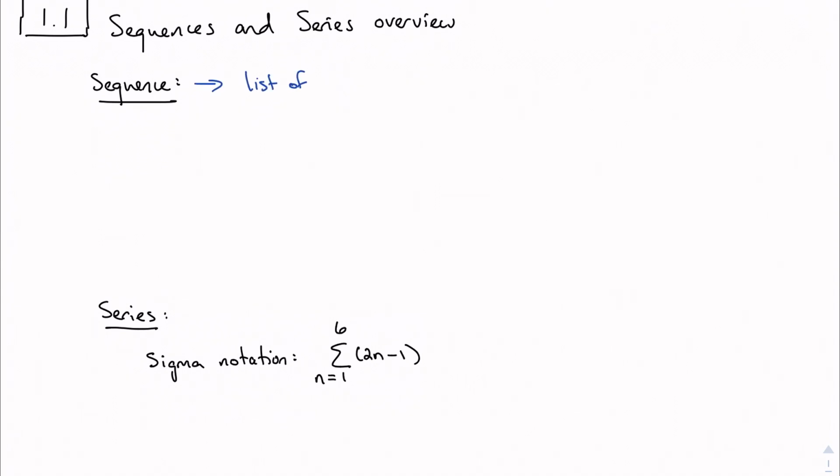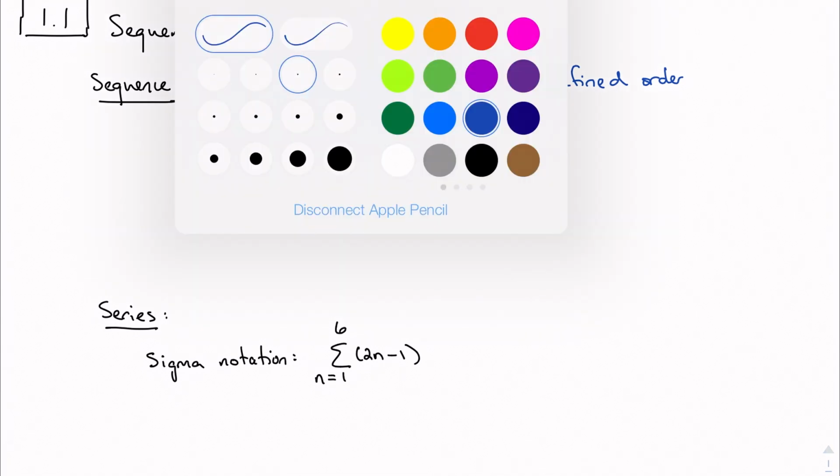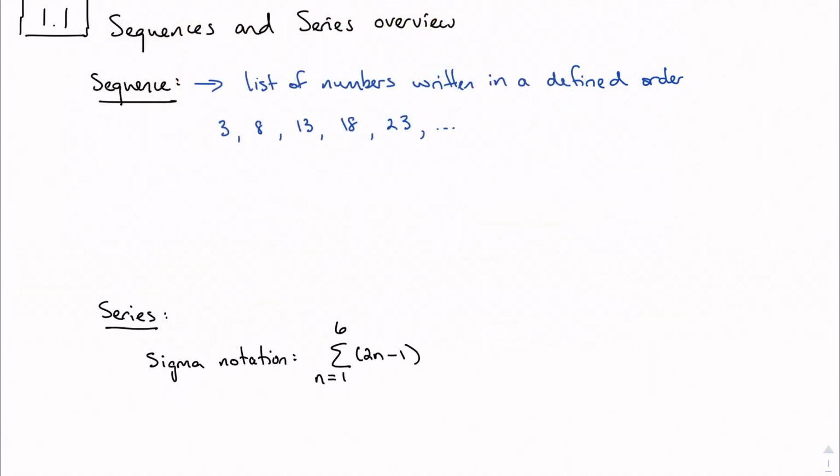So a sequence is just a list of numbers that are usually written, or have to be written, rather, in some kind of defined order. Right, so I can't just list whatever numbers I want however I want, I have to put them in some kind of order. So for example, maybe I have 3, 8, 13, 18, 23, and so on. These are clearly written in some kind of order, right? These are written in ascending order. They are written with some kind of general rule in mind, and I'm going to come back to what that means in a minute.